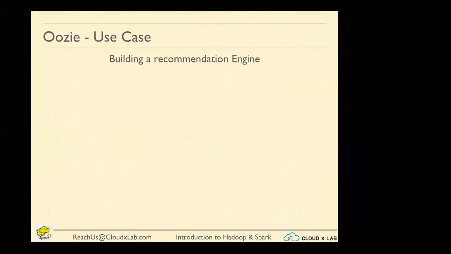Let me walk you through the standard use case of a component called Oozie. Oozie is a workflow engine. Imagine that you want to build a recommendation engine. Let's say your organization comes up with an idea to build a recommender system. What is a recommender system? Just like Amazon e-commerce recommendations, you want to give recommendations to your user based on the history of other users.